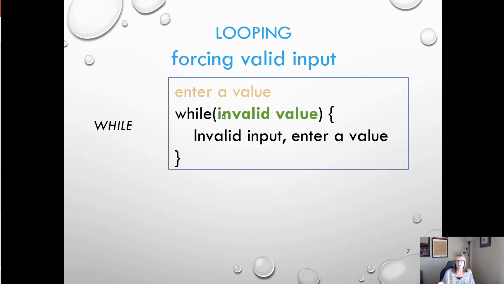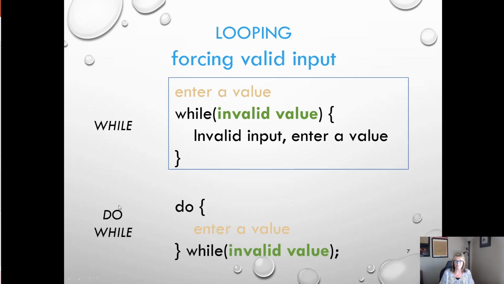So the start value, enter a value, give me a number between 1 and 10. And then I can say, while they have not given me a number between 1 and 10, wait a minute, that wasn't a number between 1 and 10, do it again. The change of the condition inside of the while loop is going to say, that wasn't right, do it again. Here's an example of using a do while to do exactly the same thing.